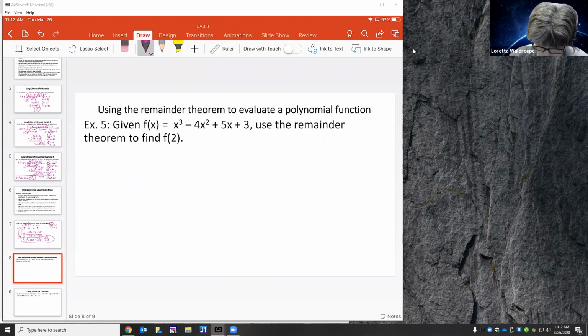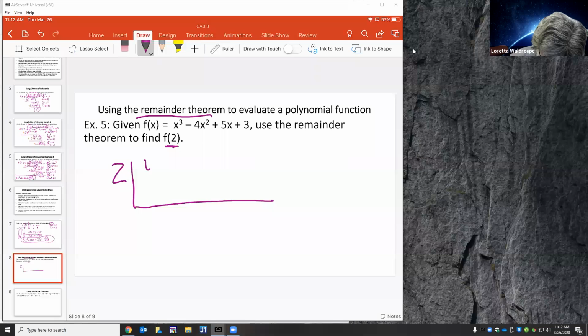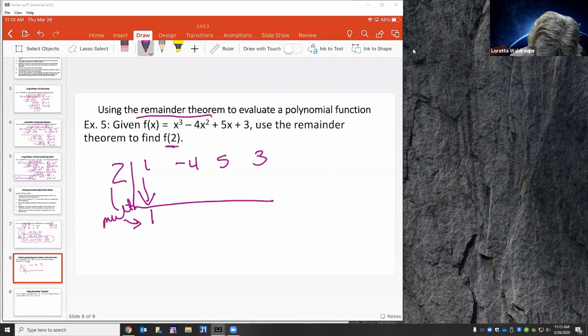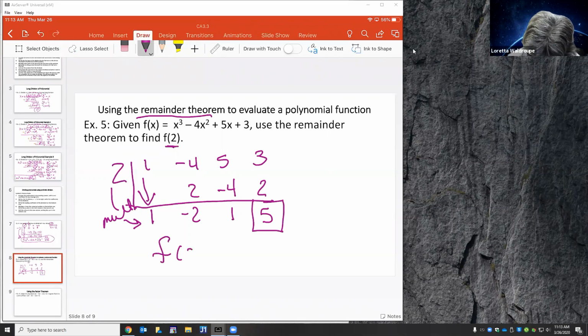Okay? Now when they give you the number to use, instead of saying x plus 2, like they say f of 2, and then they say the remainder theorem, you don't do the opposite. You're just going to use 2. And my numbers are 1, -4, 5, and 3. Bring down your first number again. Multiply, add, multiply, add, multiply, add. Your remainder is always this last number, so therefore f of 2 equals 5.